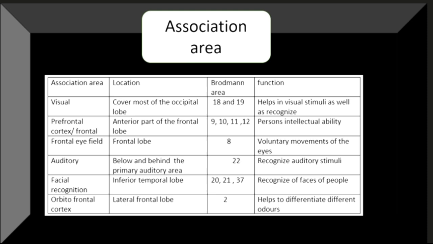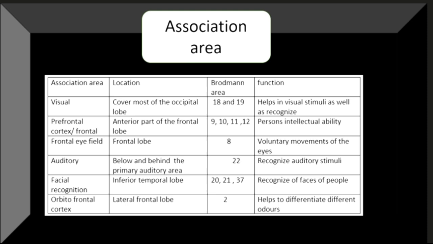Then next is the orbital frontal cortex. It helps in the differentiation of odors. While you are going to a restaurant, some will just smell the milkshake and some will just smell the food items. This is differentiated by the orbital frontal cortex, which associates that. So these are the 6 association areas.